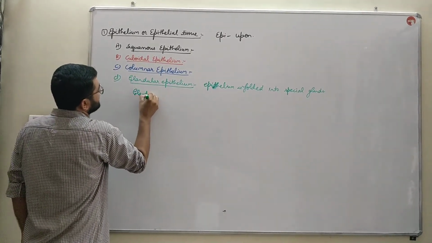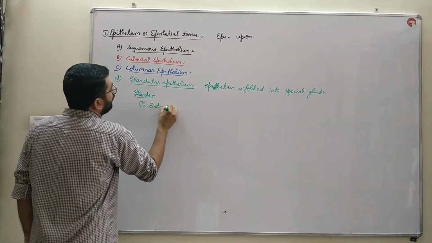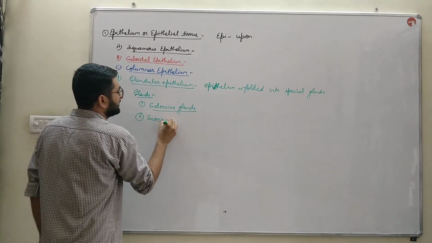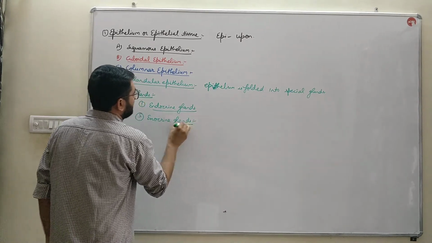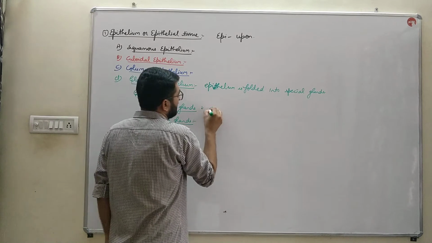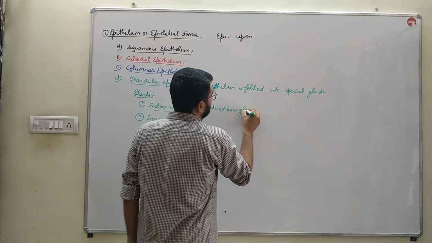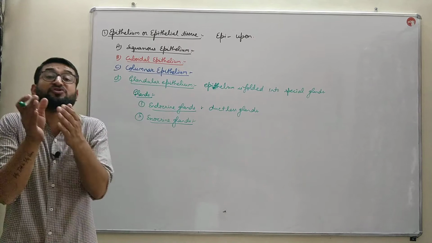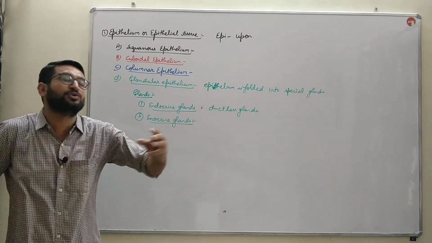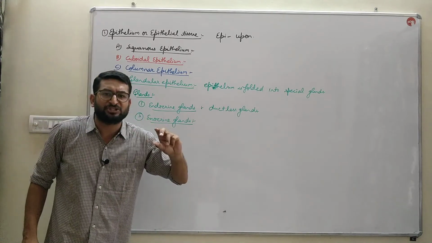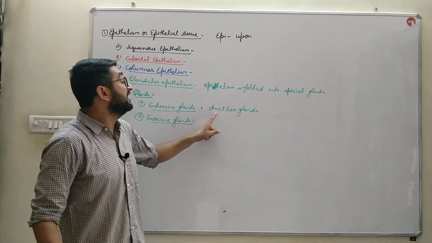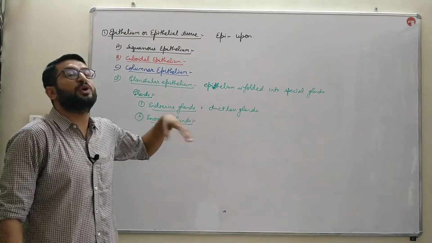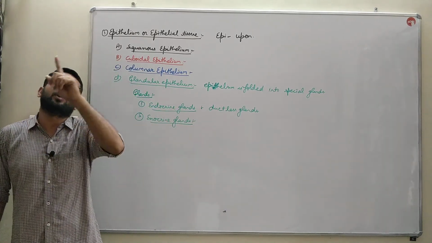These glands are majorly of two types. One is endocrine glands and the other is exocrine glands. Endocrine means ductless glands. These glands do not possess ducts, the pipe-like structures which transmit their material from their secretory site to their target site. They release their secretion into the blood, and the blood flows in the whole body. So their secretions also flow in the whole body along with the blood.